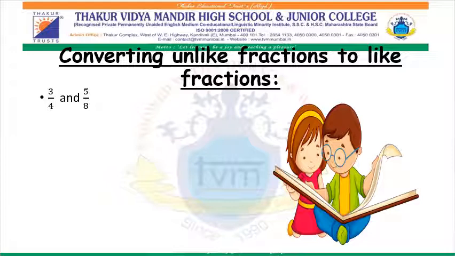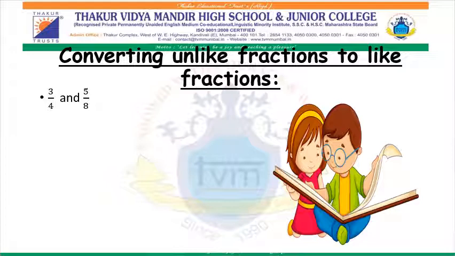First, check whether they are like or unlike. In the denominators, I am having 4 and 8. They are different, so they are unlike fractions. You know, all the unlike fractions, you can convert them into like fractions. Let us see how we can do that.